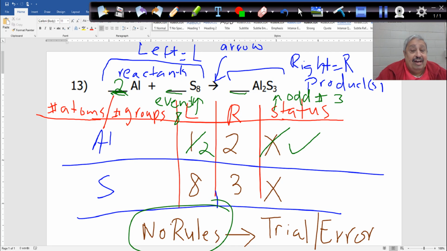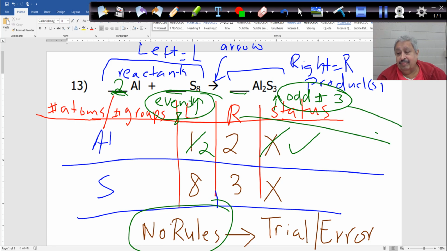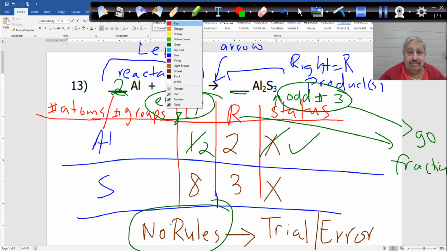Now, my intuition, there are no rules. So I have to go through what? Fraction. Whenever you have this situation, an even and an odd, you have to go through fraction. Now, this is no rules, but this comes from experience. So how about if I say I'm going through fraction, correct? So let's do it here.